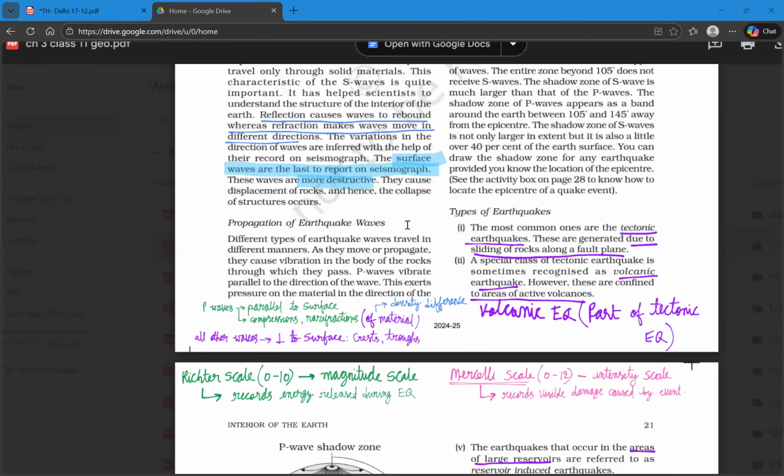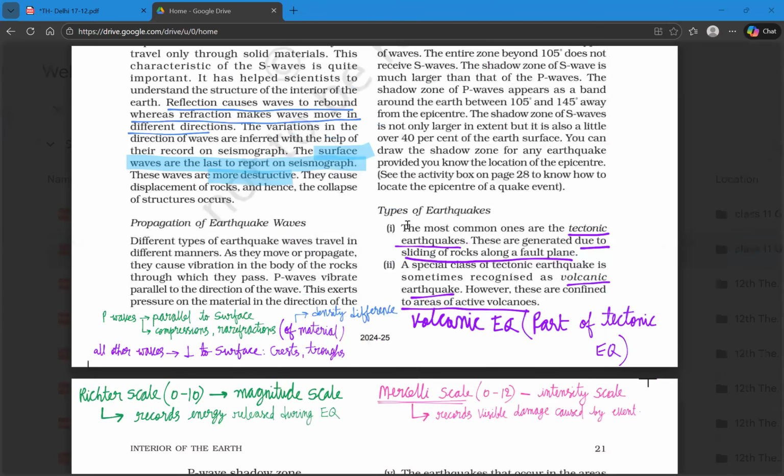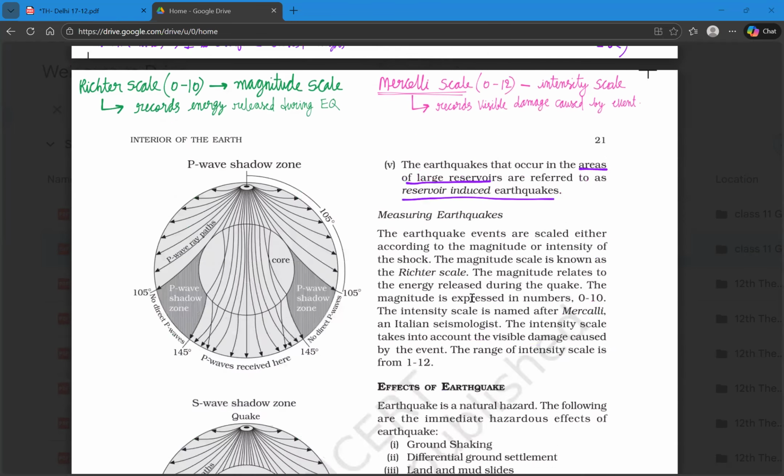Next, we'll see types of earthquakes. The most common ones are the tectonic earthquakes. These are generated due to the sliding of rocks along a fault plane, which we have learned as the natural earthquake before. Next, a special class of tectonic earthquake is sometimes recognized as volcanic earthquake. However, these are confined to the areas of active volcanoes.